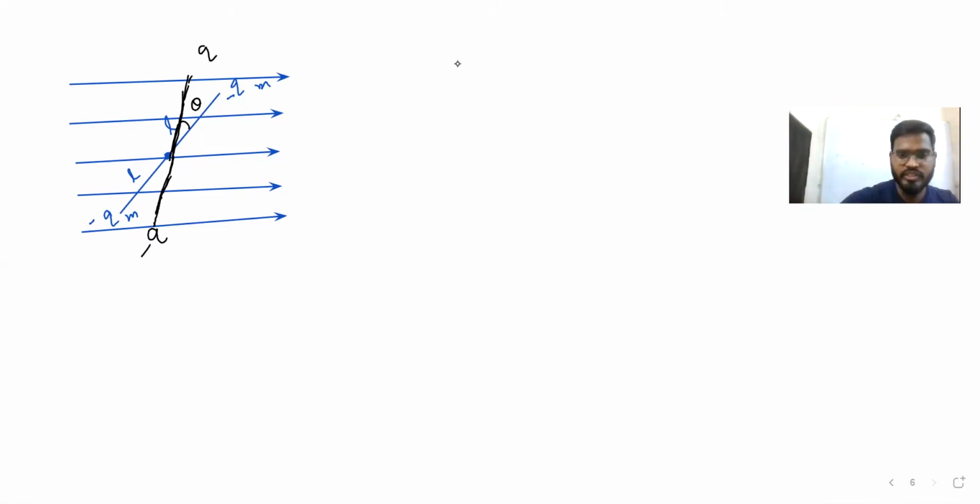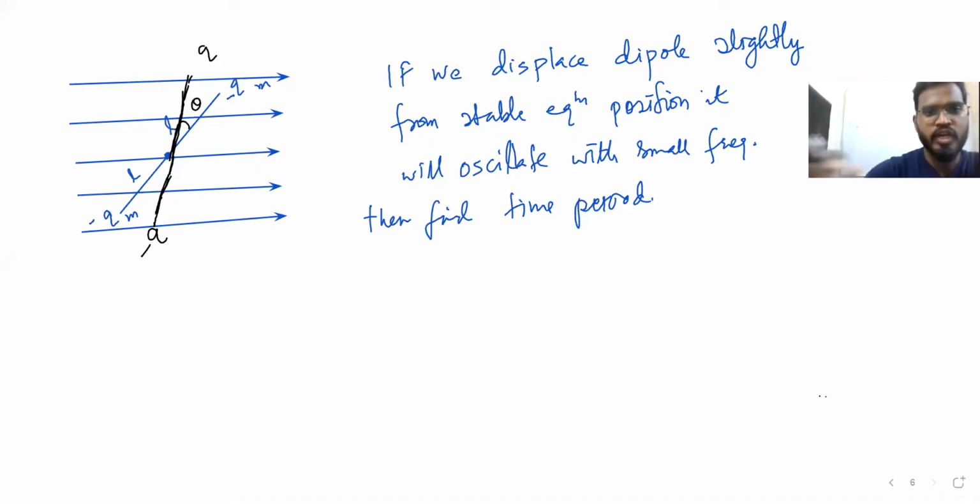So let's write the question first. If we displace the dipole slightly from a stable equilibrium position, it will oscillate with a small frequency. Then find the time period of that SHM, right? Obviously it will perform SHM.